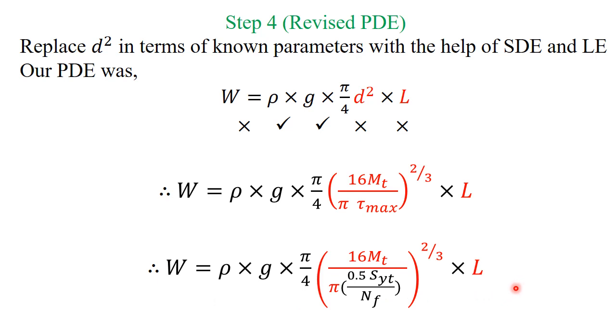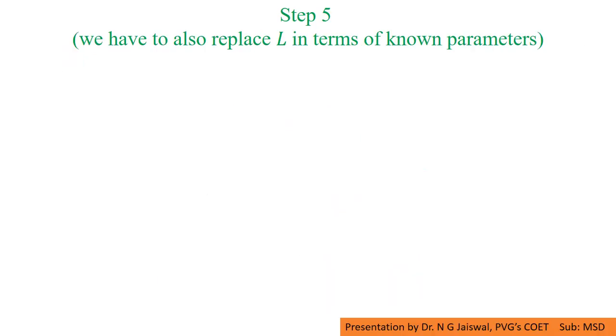You see now, rho is known, G is known, pi by 4, 16 mt, the torque is given, SYT of all materials are given, factor of safety is given. So up to this everything is known, but L is still unknown. So now further effort must be to find out the L in terms of some known parameter. So we have to replace the L in terms of known parameters. How will we replace it?